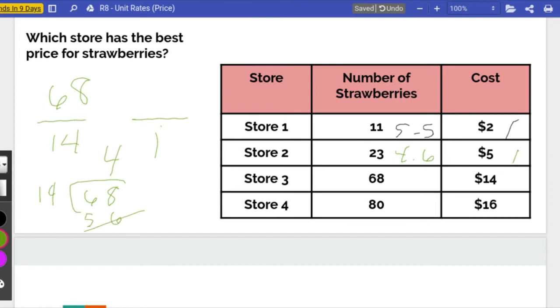4 gives me 56, and then 12. Let's see, what is that? 14, so it would be 8. So about 4.8. I'm just going to leave it at that. So 4.8 for $1.